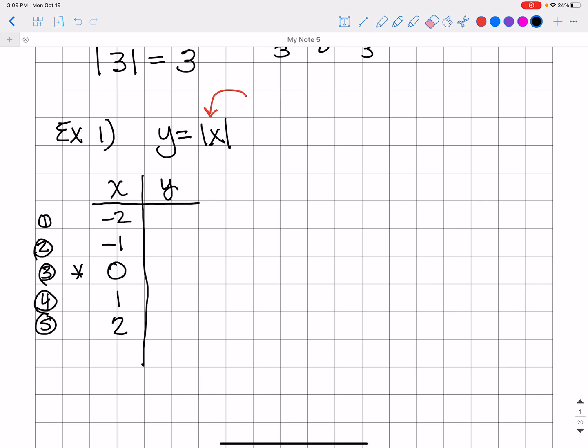Well, so we have to work this function right here. We have to work it 5 different times because we have to work it with a -2 in the x place, then we have to work it with a -1, a 0, a 1, and a 2. So let's work it 5 different times.